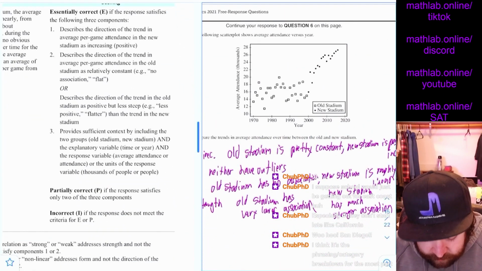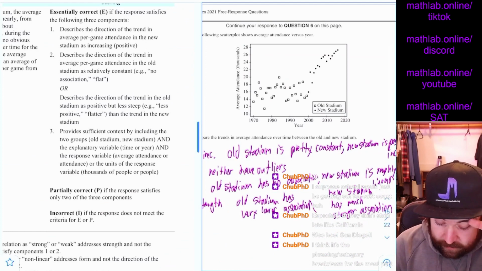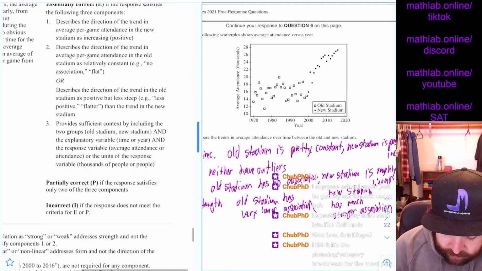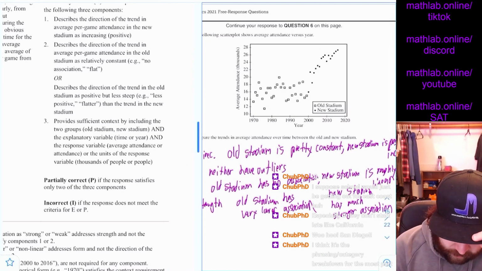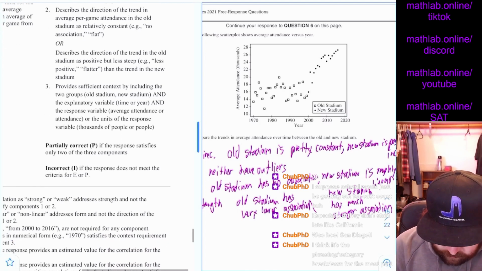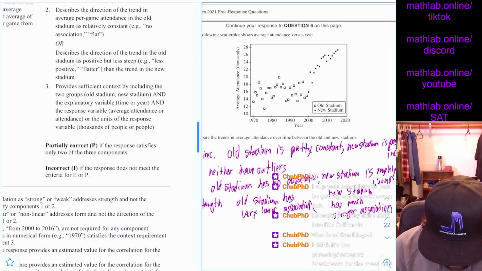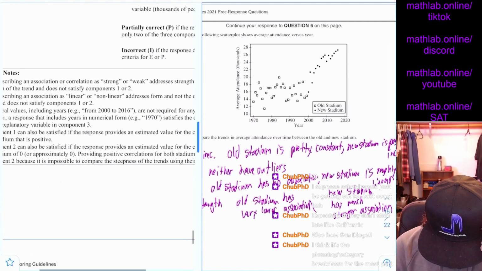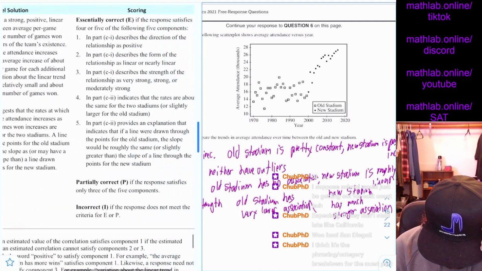Describe the direction of the trend: the average in the new stadium is increasing. Describe the direction of the trend: the average in the old stadium is relatively constant. I did that. Provide sufficient context by including the two groups, the explanatory variable, and the response. So again, I didn't do context. Man, that's another P.